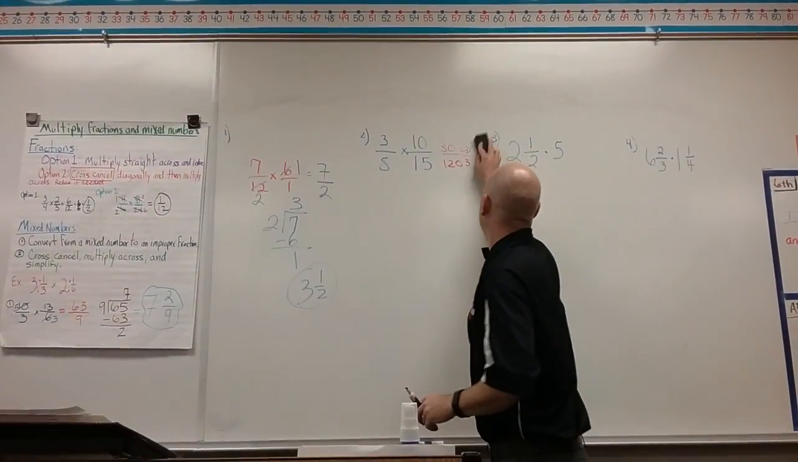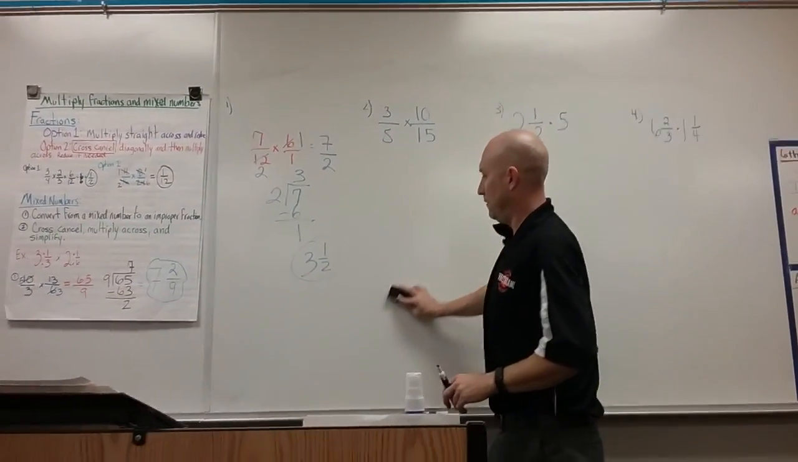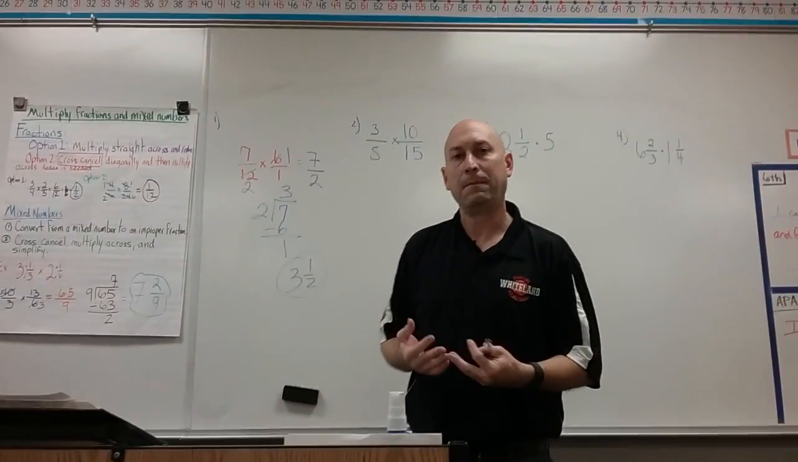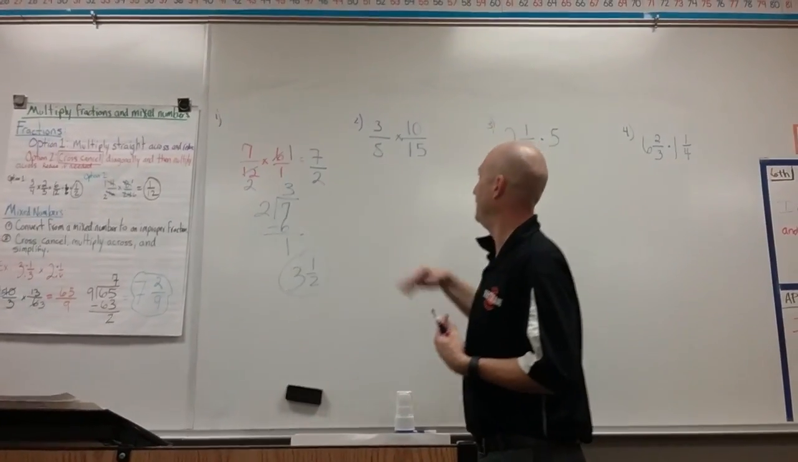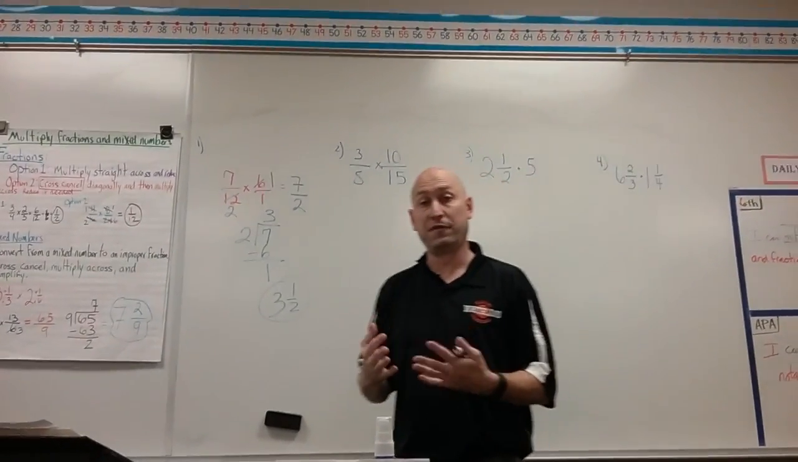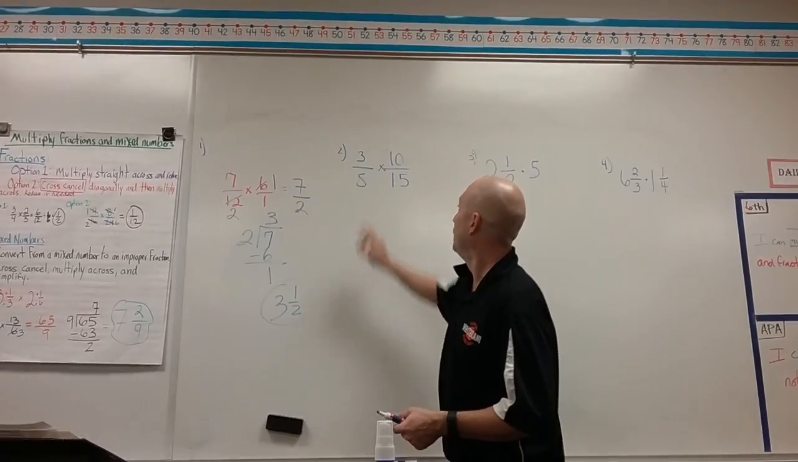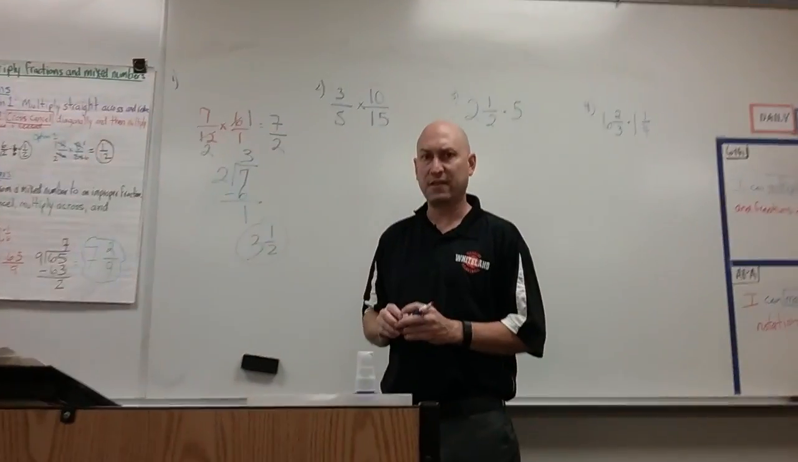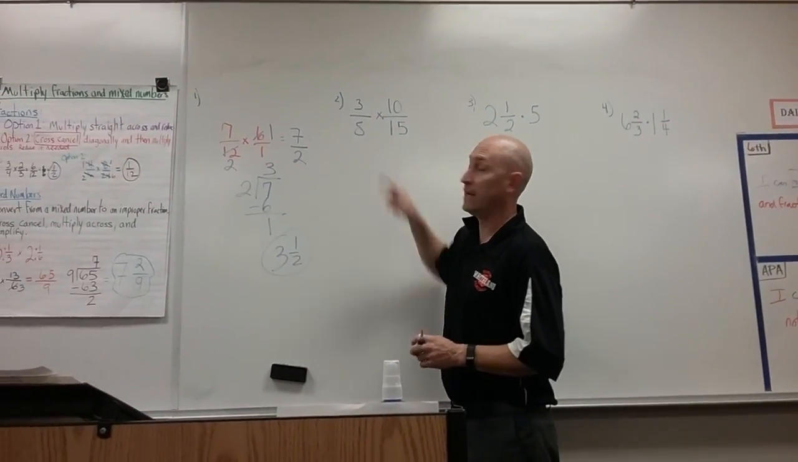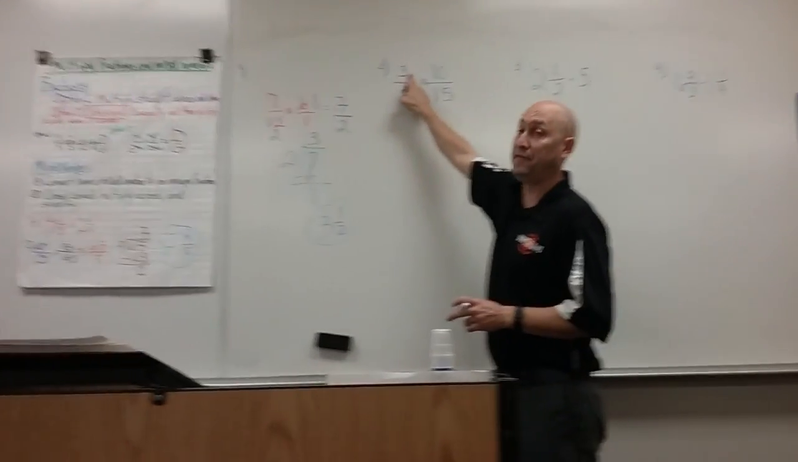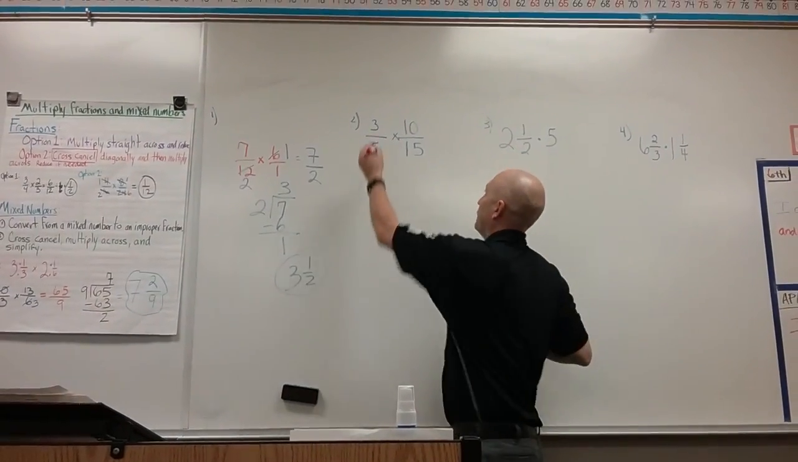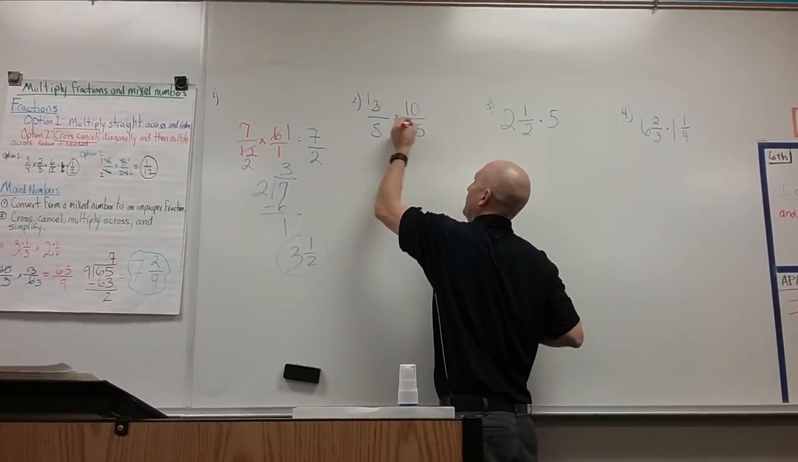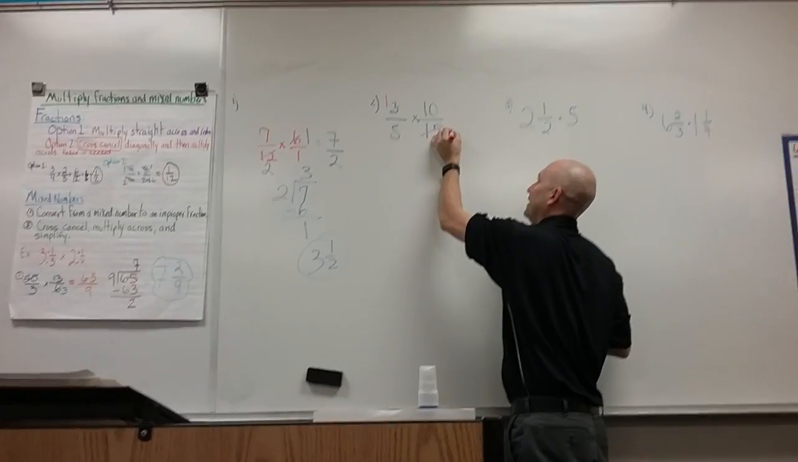Now, to take away a little bit of a step and to simplify it in my eyes, I want to cross-cancel first. I want to cross-reduce. So I'm looking at the 3 and the 15 before I do any multiplication, and I'm asking myself, what can I divide 3 and 15 by? I can divide them both by 3. 3 divided by 3 is 1. 15 divided by 3 is 5.